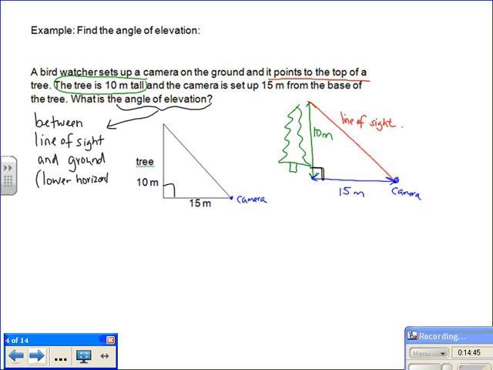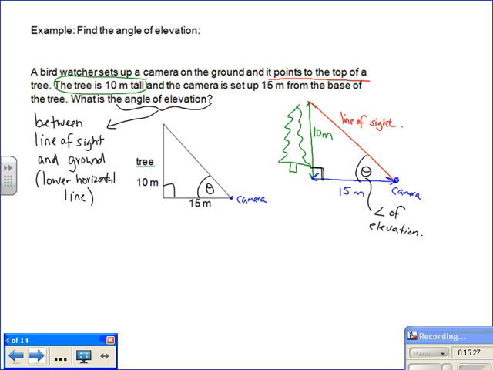Whenever you draw a diagram, if you have a lower horizontal line, which might be the ground, maybe it's water, depending on your question, that lower horizontal and the line of sight are going to be the two lines that make your angle of elevation. So in other words, the angle of elevation is right here, between the ground where the camera is sitting and the top of that tree. There's my angle of elevation, the angle looking up. So this question is asking us to find that angle.